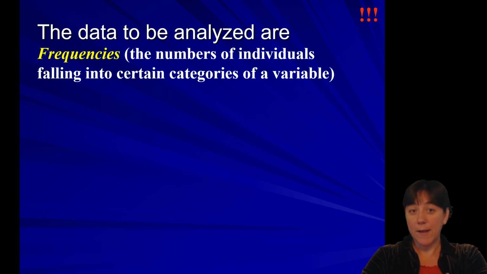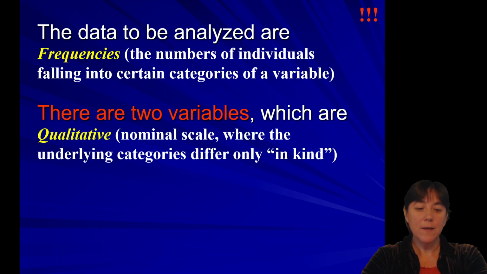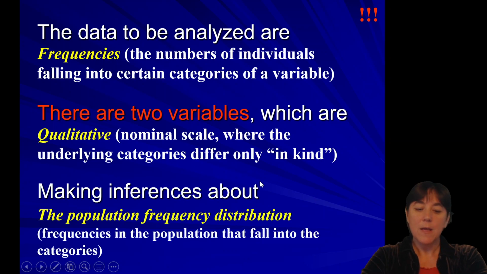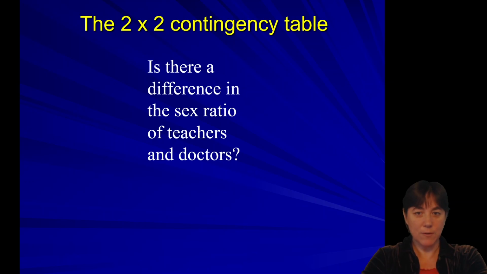Okay, so again, the data to be analyzed are frequencies. We already talked about that. But here we have not just one aspect, for example, male or female, but we have another aspect to talk about. The scales should also be qualitative scales, just like before. And the same inferences we're making about the population frequencies that fall into the different categories.